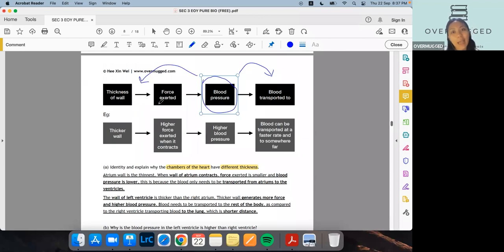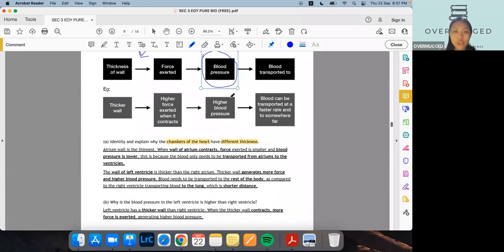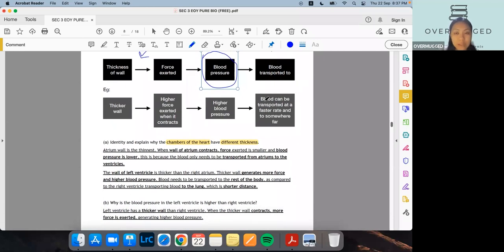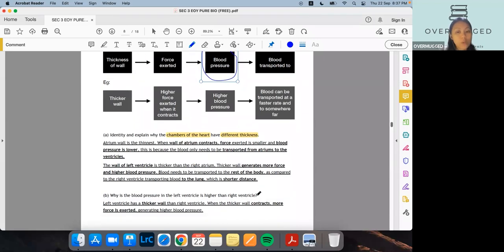I mean, if you have time and number of lines and the points given are high, you can write both, right? But what is the priority? The priority should be things in front, okay? Because the blood pressure is not generated by where the blood is being transported to. The blood pressure is generated by the thickness of the wall and the force exerted. So the left ventricle has a thicker wall than the right ventricle. So when the thicker wall contracts, more force is exerted, generating a higher blood pressure. That is why the blood pressure in the left ventricle is higher than the right ventricle.